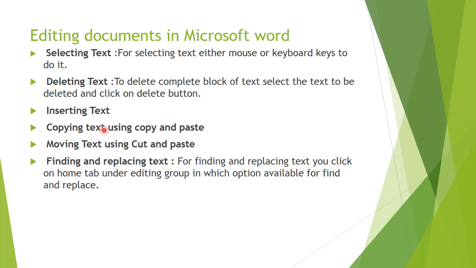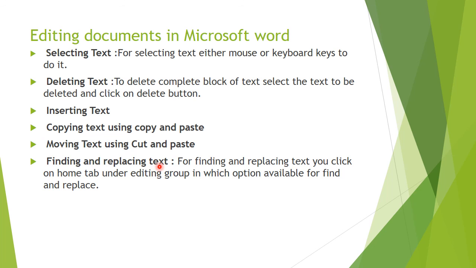Copying text using copy and paste. If you want to copy your text, you can use Control C and Control V. Your text will be copied from that location and pasted at the destination location. Moving text using cut and paste. If you want to cut your text and place it in another location, you can use Control X and Control V. Your text will be cut from that position and pasted at the other position.